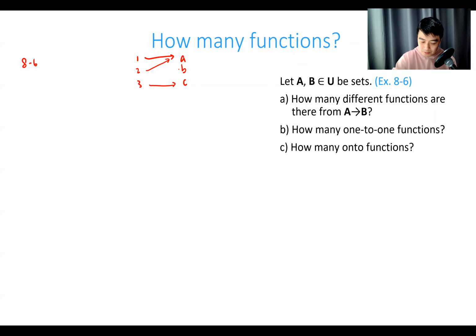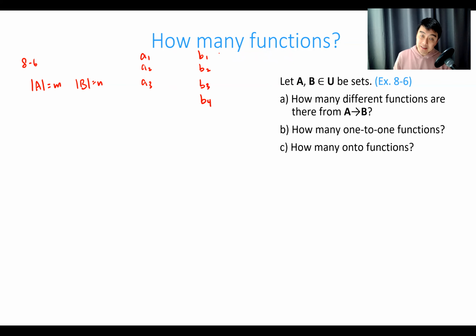Now let's set up some variables. Generally, I'm going to call the size of A equal to M and the size of B equal to N. So you can imagine a situation where we have a bunch of inputs, right? So A1, A2, A3, for example, and we might have B1, B2, B3, and B4. So here our M would be 3 and our N would be 4.